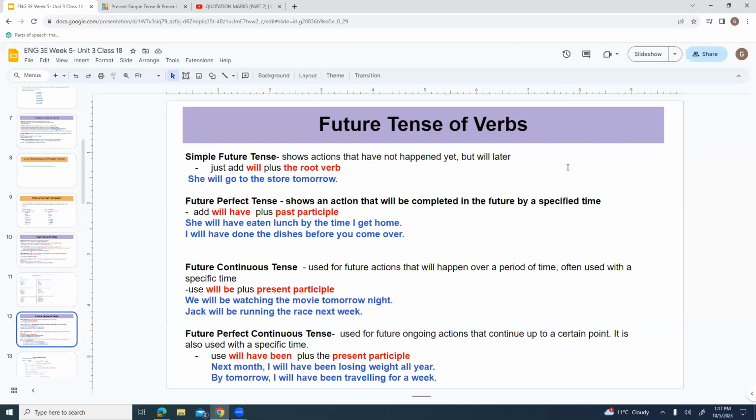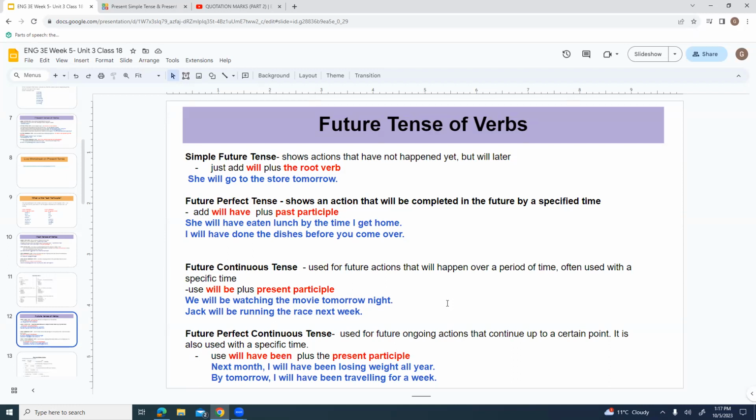Future perfect tense, it's going to be completed in the future by a specified time. Okay. So for that one, we add will have and then the past participle because it's going to get completed. So we're talking about it as if it's already done in a sense. She will have eaten lunch by the time I get home. I will have done the dishes before you come over. So it's happening in the future, but they're talking about when it's going to be done. Future continuous, things that are going to happen in the future, but over a period of time, and they will often specify the time.